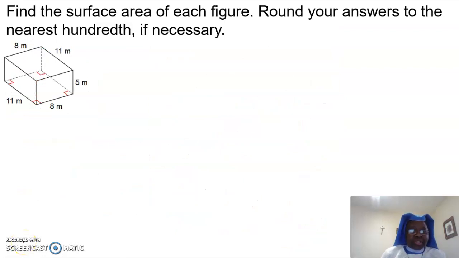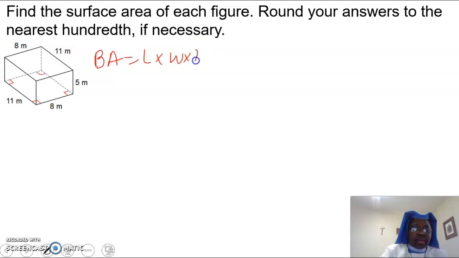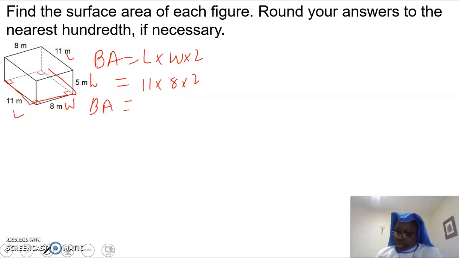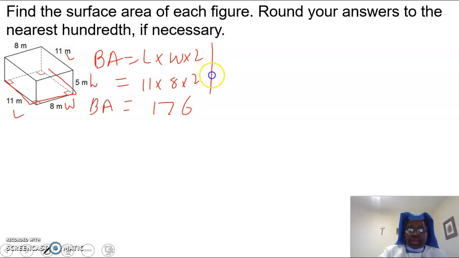So this is a rectangular prism. So the bases are rectangles. So the base area is going to be length times width. Again, there are 2 of them, so we multiply by 2. So it's length and width and the height. It's going to be 11 by 8 by 2, and that's going to be 176.